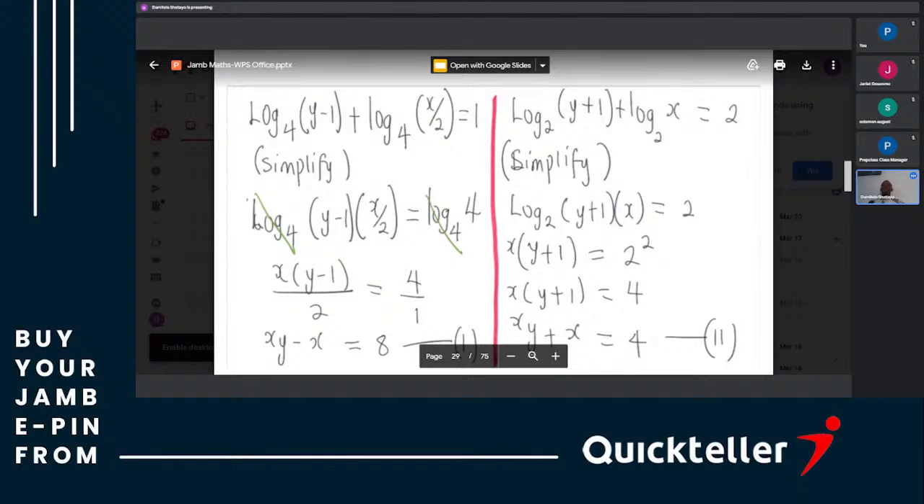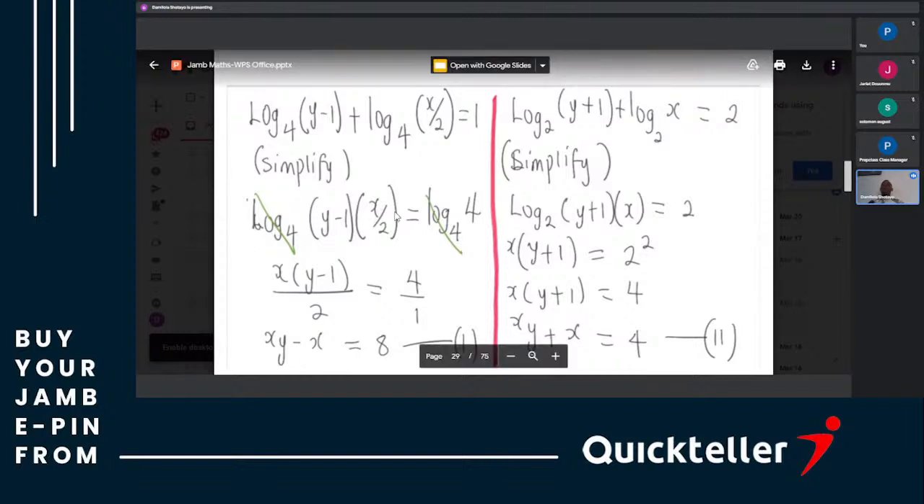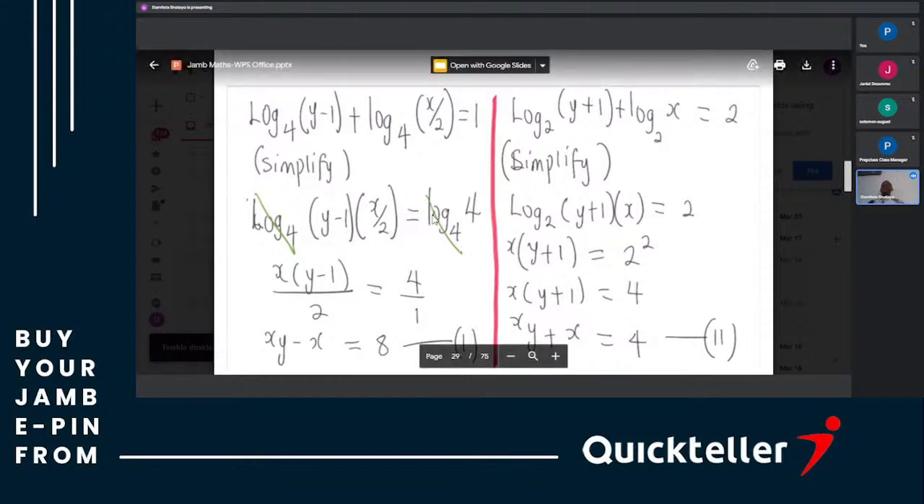They are plus, since it is a plus question, it should become multiplication. That will become log 4 (y minus 1) multiplied by x over 2. So what I did was that these two that are plusing, they will actually begin to multiply themselves. Since it's log 4 (y minus 1) plus log 4, log 4 is common. It will become log 4 (y minus 1) times, but we don't write times, we write bracket, x over 2. Then that 1 at the end equals 1.